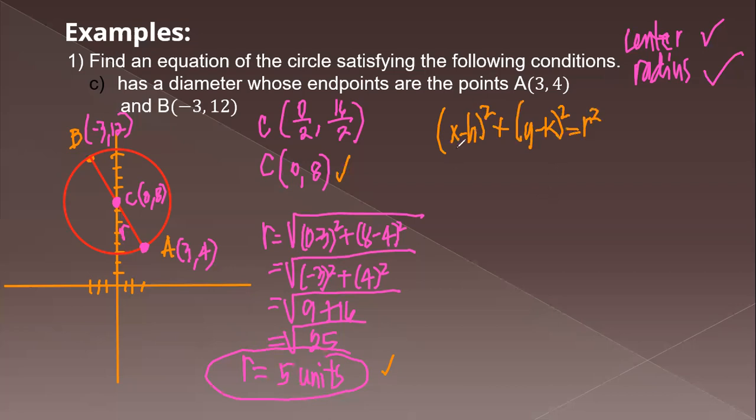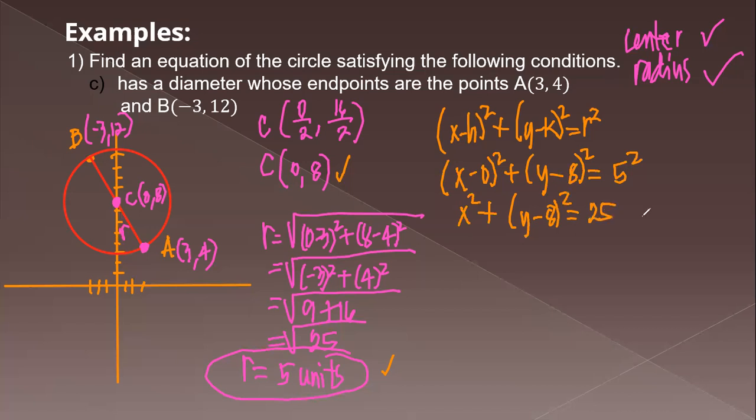Okay, and then we have here, substitute, we have x minus h, which is 0 squared, plus y minus k, which is 8 squared, equals our r, which is 5 squared. So x minus 0 squared is x squared, plus y minus 8 squared is equal to 25. So this is our standard form.